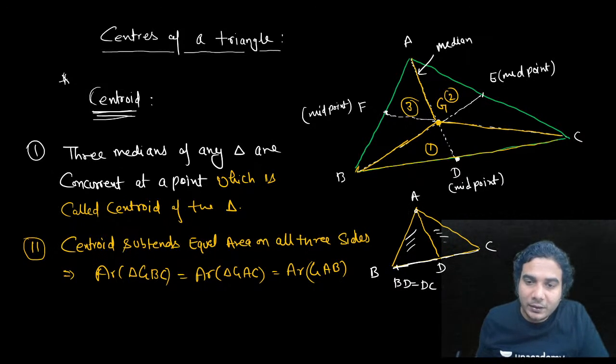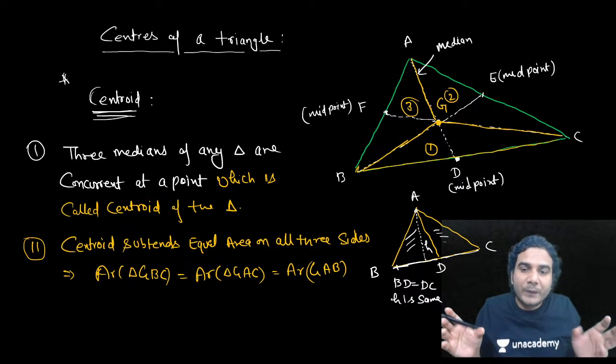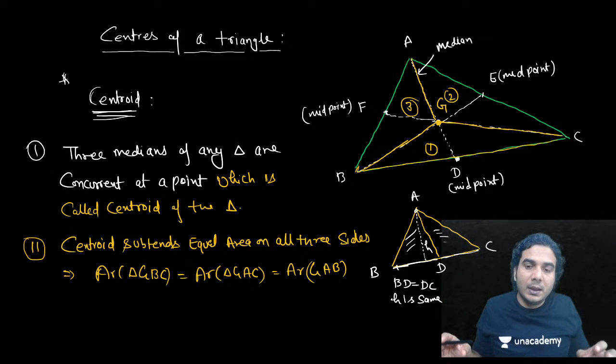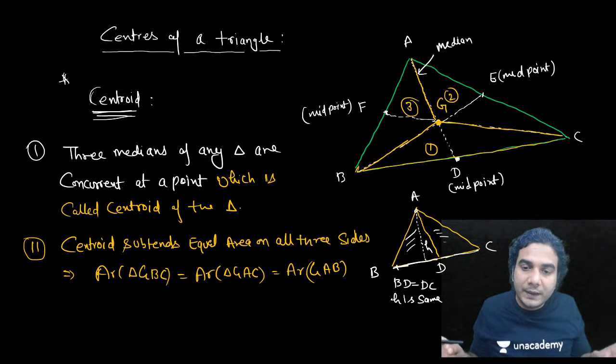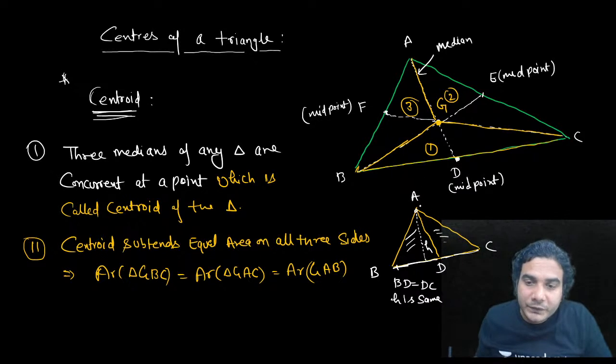And the height of A from BC is the same for both triangles. Height H is common. So what is the area? Area is height into base by 2. Now the base is divided into two equal parts, so both triangles ADB and ADC have bases of equal length and the same height H. So they will have equal area, right? That means triangles ABD and ACD are of equal area.